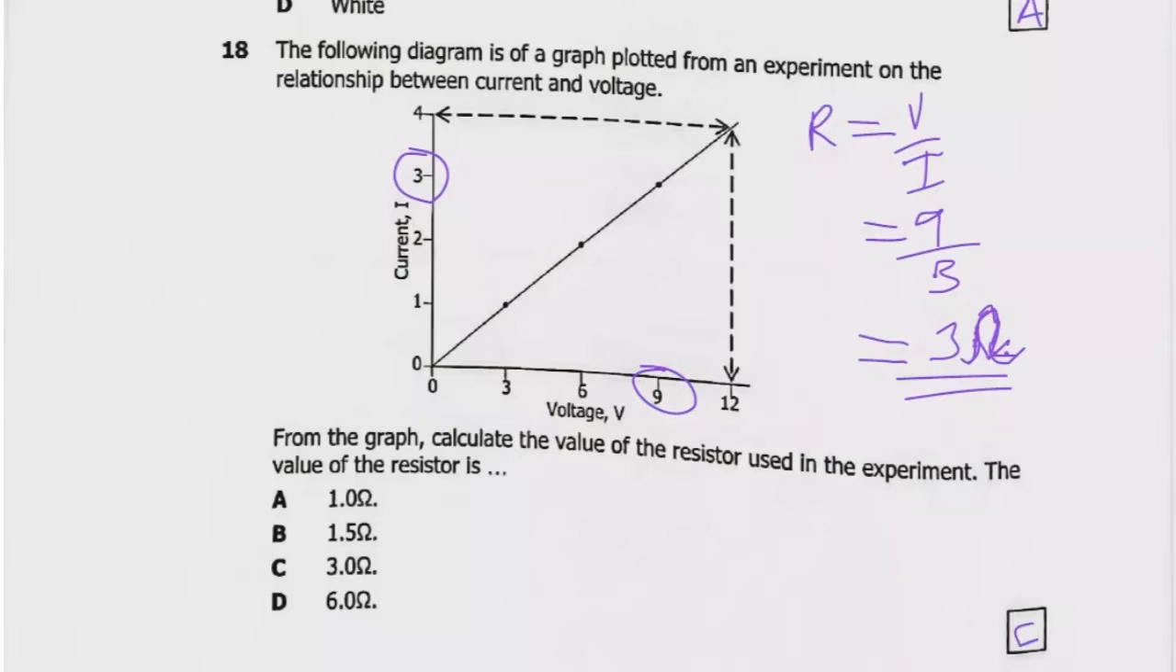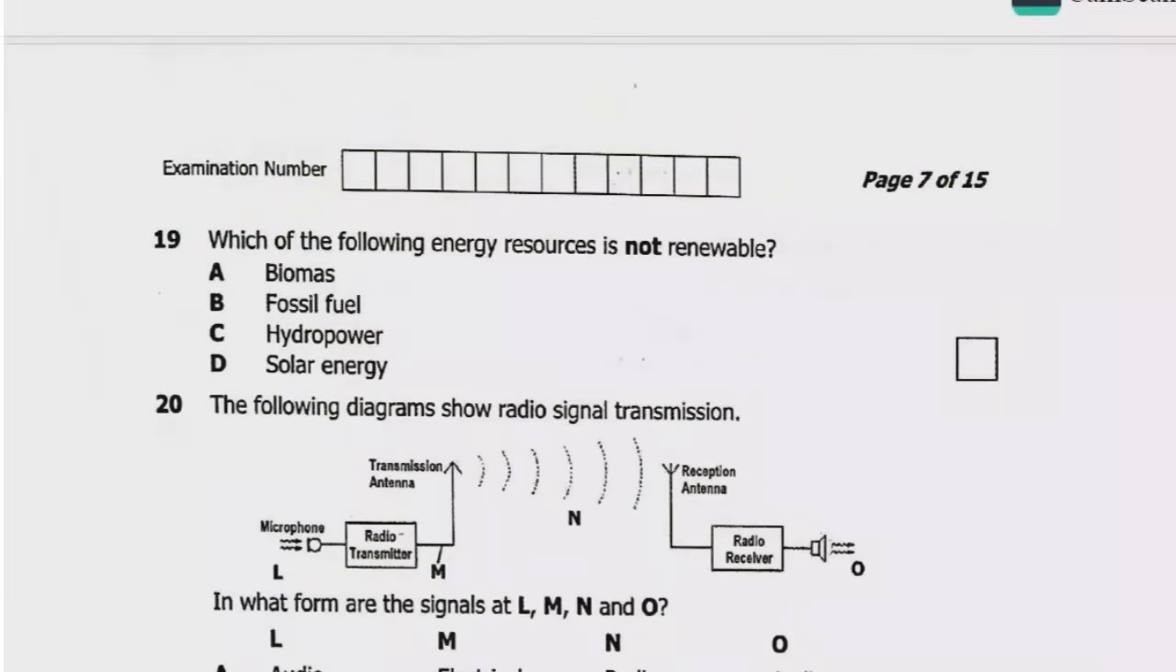We indicate it here. Now, anyone can be saying, sir, but you used 9 and 3. Yes, even when you use 6 and 2, the second set on voltage and current, the answer will be the same. 6 over 2 will give us 3 ohms. So the correct answer is C. Even if you use the first point where we have 3 and 1, still the answer will be 3 ohms.